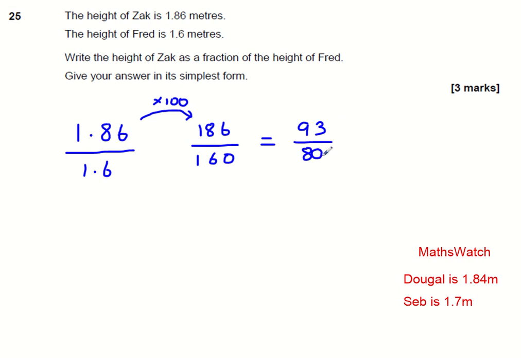And there is nothing you can divide both of those numbers by, so we can leave our answer as 93 over 80. If you wish to, you can turn that into a mixed number. How many 80s are in 93? There's 1 80 in 93, with 13 left over, which is still having to be over 80. Both of those answers are acceptable.